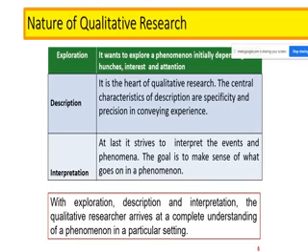When you go to the interpretation stage, it is the last stage of the research, and in this stage all the events that have taken place and the phenomena that have been studied during the research activity are interpreted. They are presented in such a way that the goal of the research is attained. With exploration, description and interpretation, the qualitative researcher arrives at a complete understanding of a phenomenon in a particular setting.